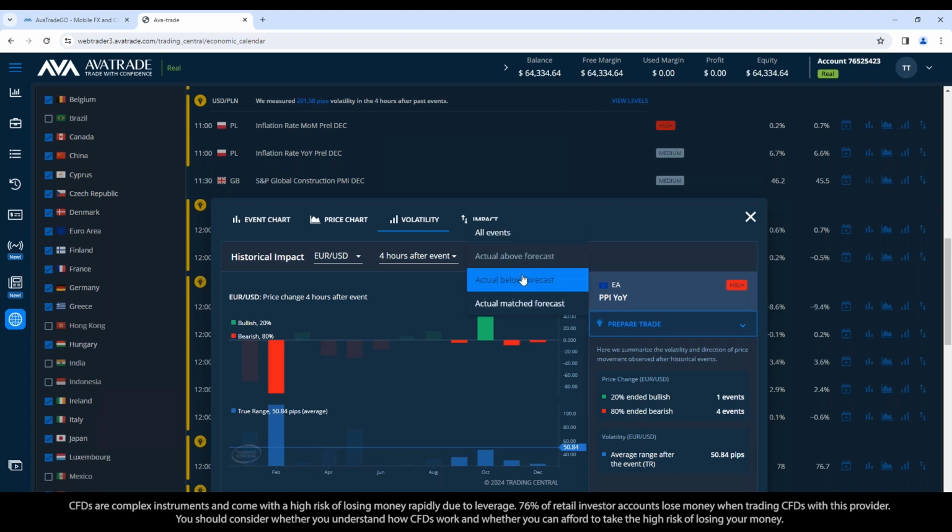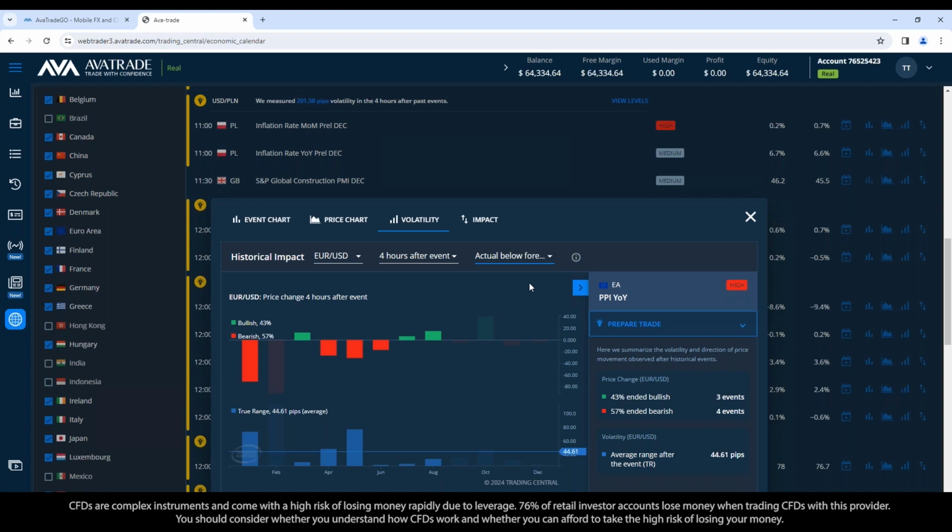If it comes in below forecast, more like 50-50, right? That doesn't look like strong data, okay? I don't know that I'd be interested in trading either direction on this one. This is obvious why I wouldn't be. It's almost 50-50 and not a big statistical advantage.